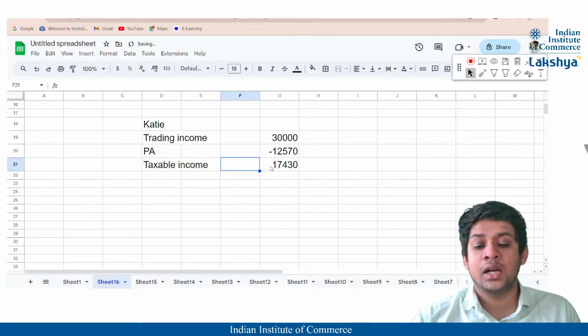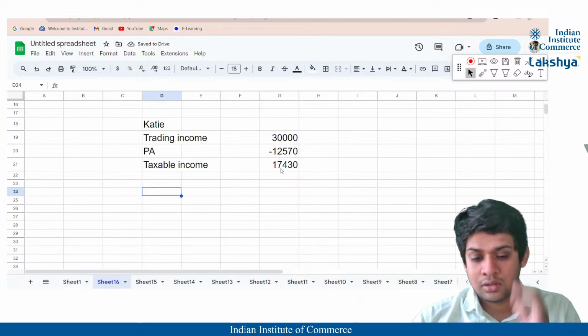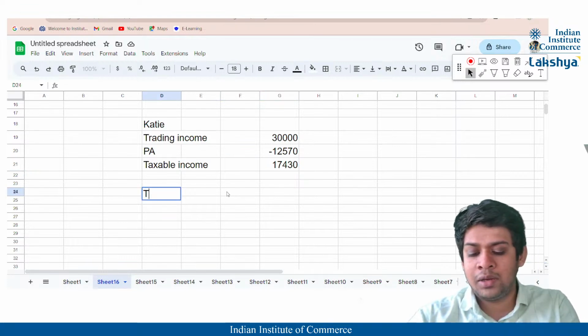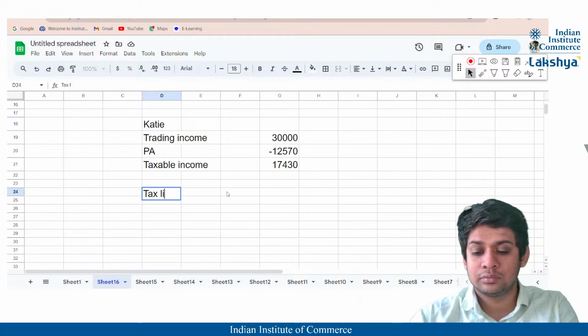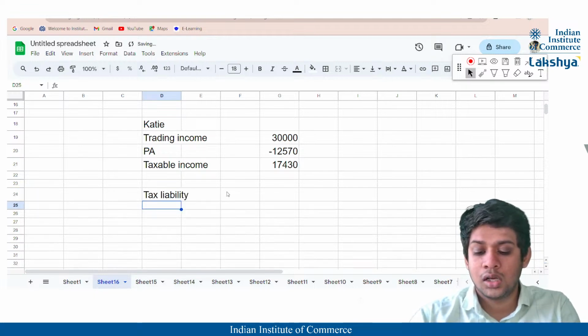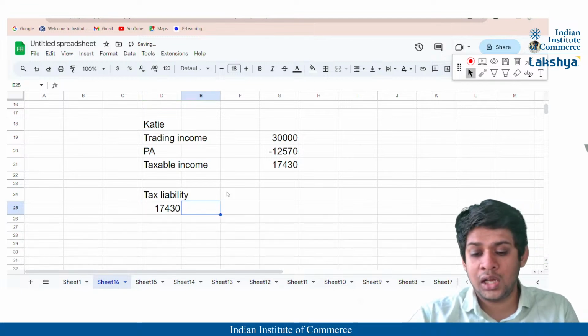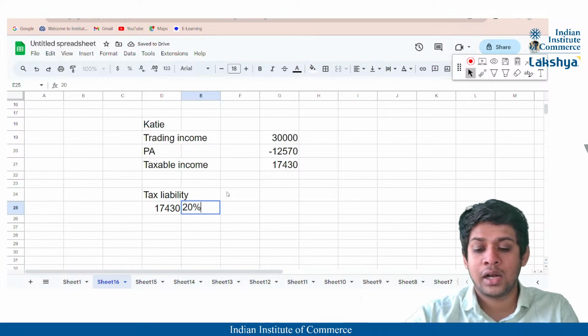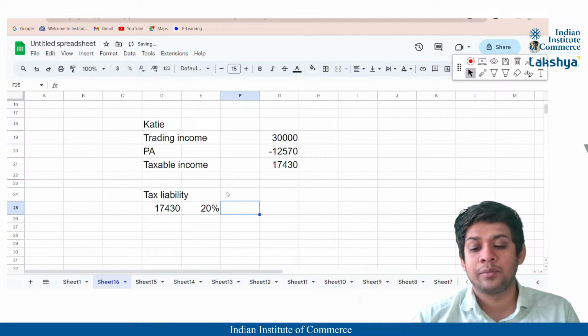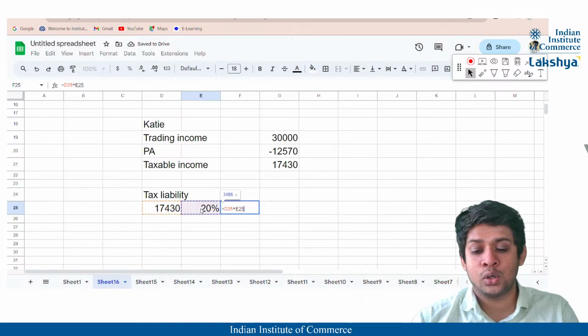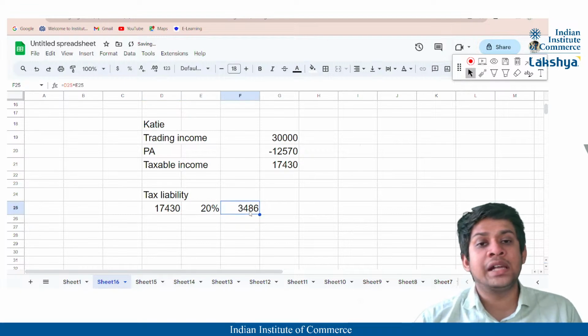Okay. Now, on this income, there will be tax liability charged, right? So, tax liability will be nothing but her income is 17,430. On that, she will be charged 20% tax, right? Because she is below 37,700, correct? So, 17,430 into 20%, 3,486 is going to be her tax liability.